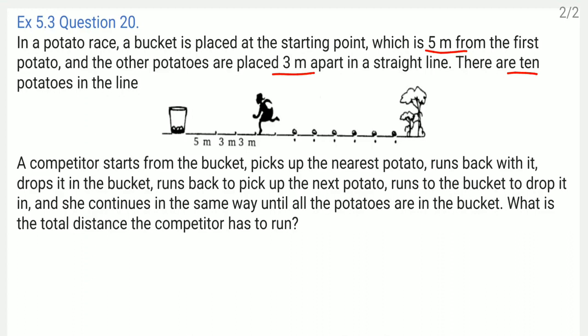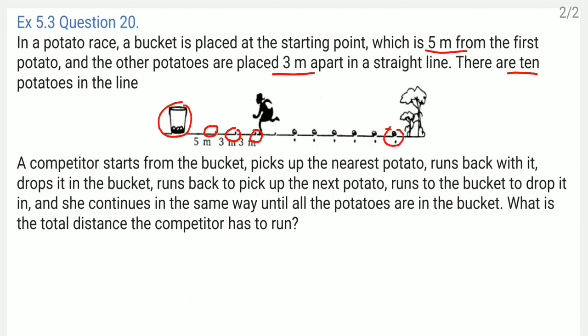Now see here, this is the bucket. This one is the first potato, which is 5 meter away from the bucket. This is the second potato, which is 8 meters away from the bucket. This one is the third potato, which is 11 meter away from the bucket. And in this way, in a line, there are 10 potatoes.